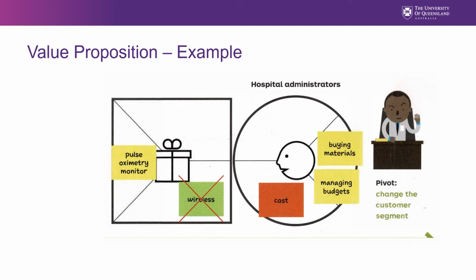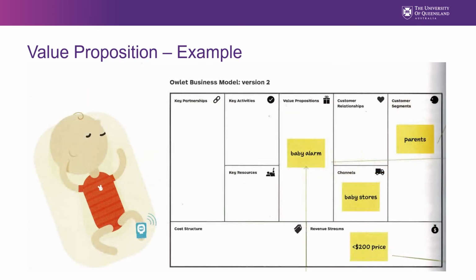However, when they interviewed hospital administrators, 0% were ready to pay more for a wireless device, as they said that ease of use was not a pain if it wasn't cost effective. So they pivoted the segment from nurses to worried parents. This capitalised on a value proposition of peace of mind for parents. A wireless monitor that collects baby's data and sends it to the parent's smartphone with alerts. The plan was to distribute it via baby stores.